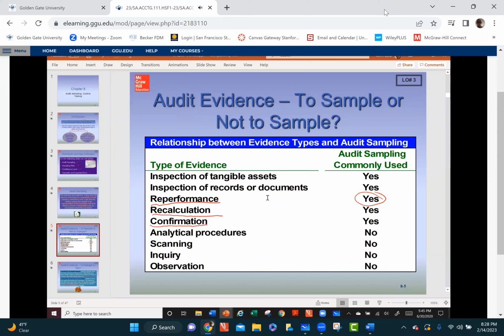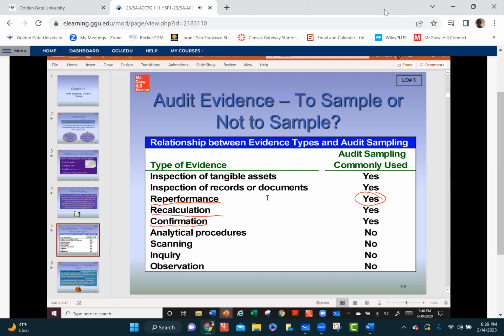For example, inspection of records or documents. Let's say that our client tells us that the supervisor signs off on all the time cards. Well, what are we going to do? Let's say over the course of the year, our client uses 10,000 time cards. We're not going to sit there and look through all 10,000 time cards. We'll be there for the rest of our lives trying to see if the supervisor signed every single time card. So what will we do? We'll pull a sample of time cards. We pull 100 time cards and we'll look at those 100 time cards to see if the supervisor signed off on it. If the supervisor signed off a sufficient amount of times, then we could assume that that control has operating effectiveness. We will make our assessment of control risk at less than the maximum.